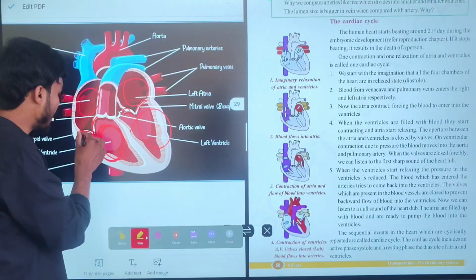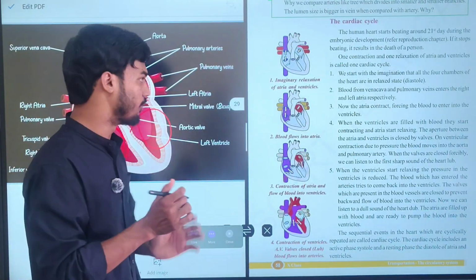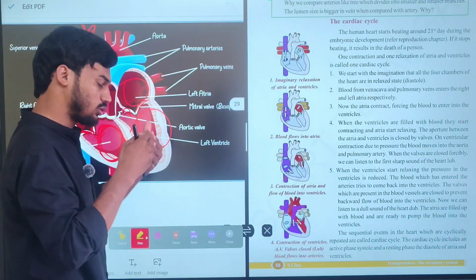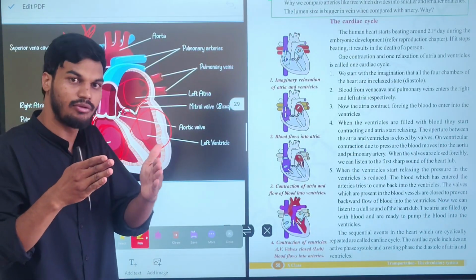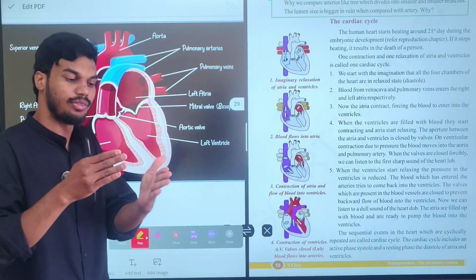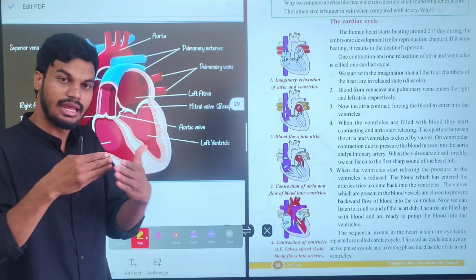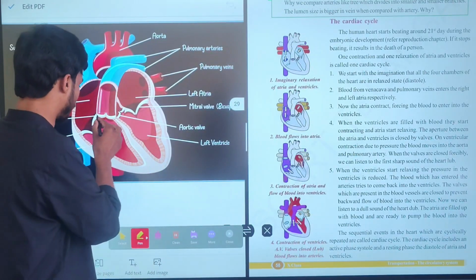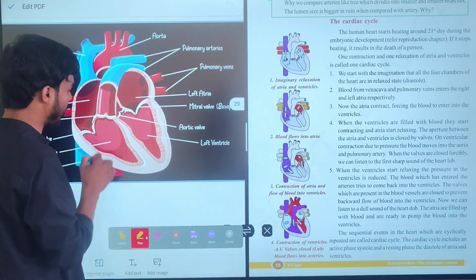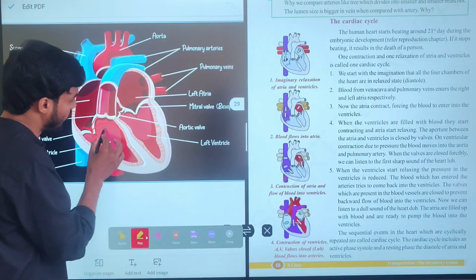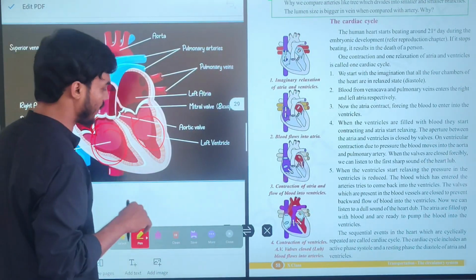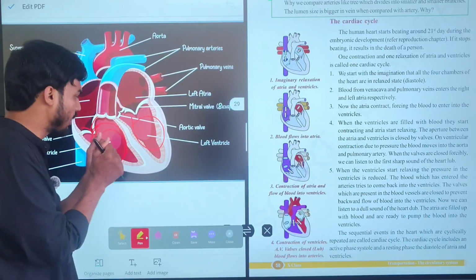During closing, it produces the sound known as lub. These two valves, after opening, close forcefully to prevent backward flow of the blood. During closing, we hear the lub sound. Then the blood from the right ventricle and left ventricle is forced out again by contraction.